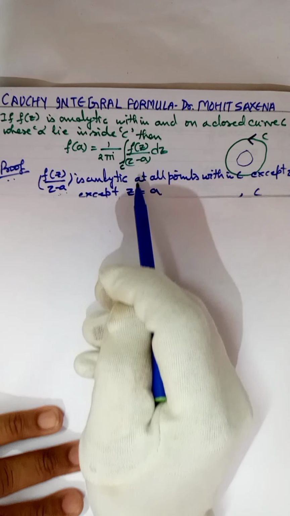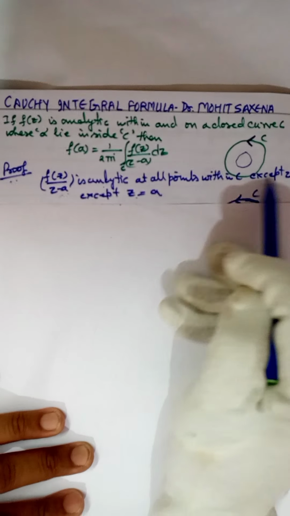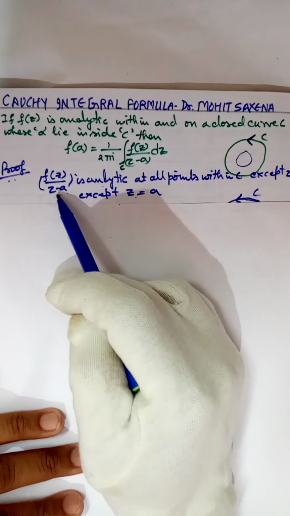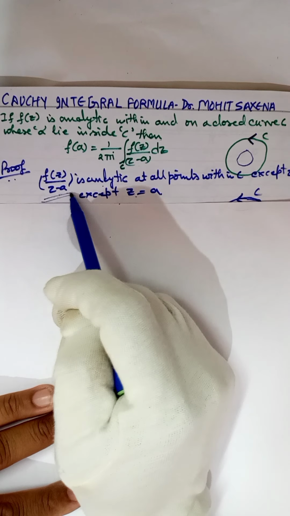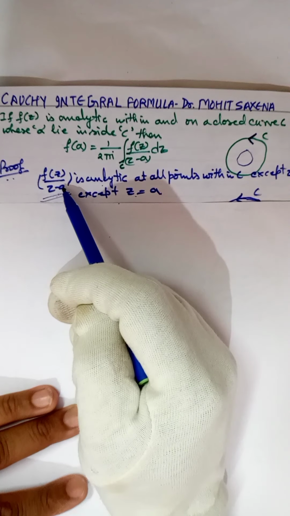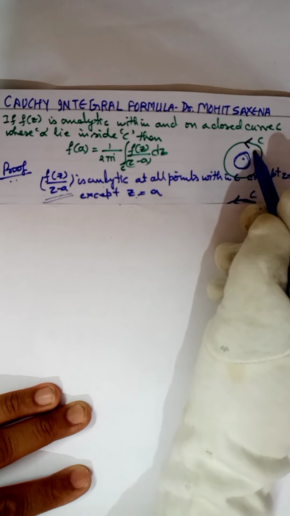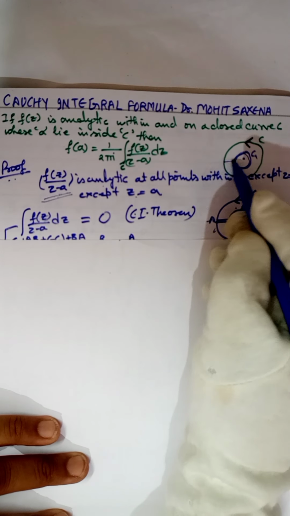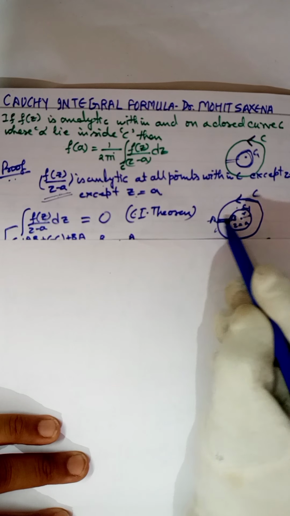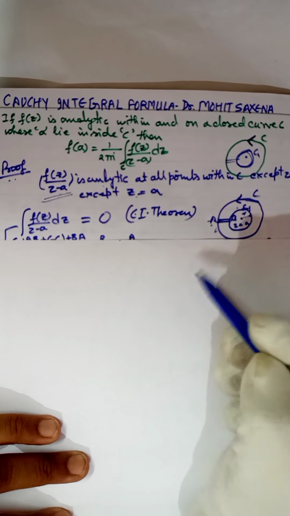Just see, f(z) upon z minus a is analytic at all points within C except the point z equals a, because at z equals a this particular function becomes infinite. So z equals a is the singularity which lies inside of this circle C. Let us draw another small circle C1 inside C like this, and take a cross cut between C and C1, pointed out as point A and point B.